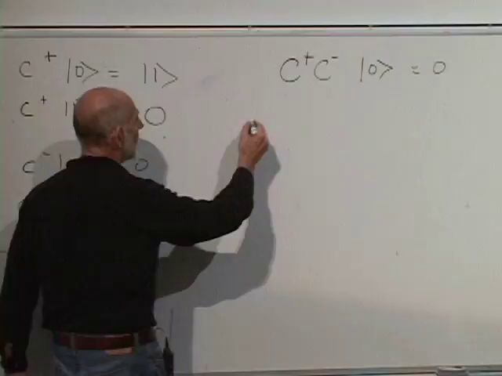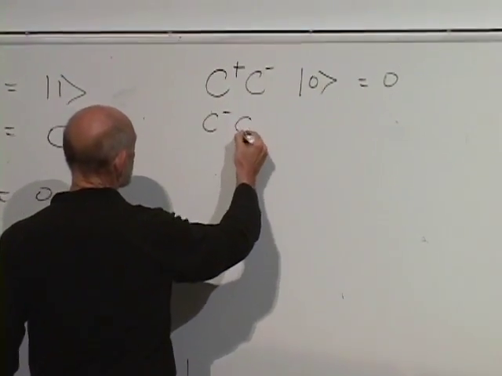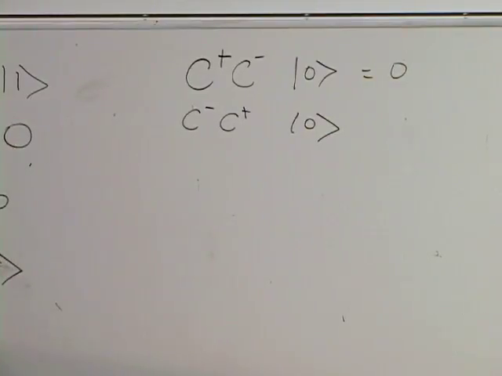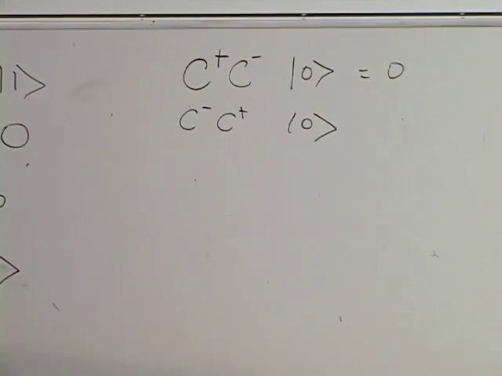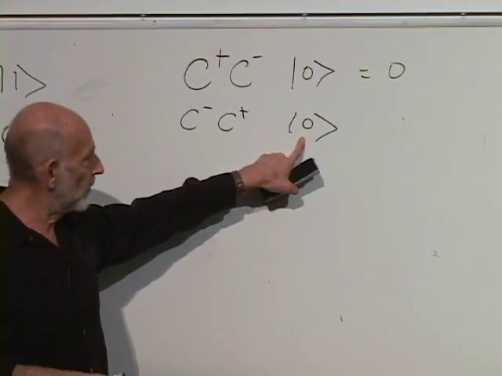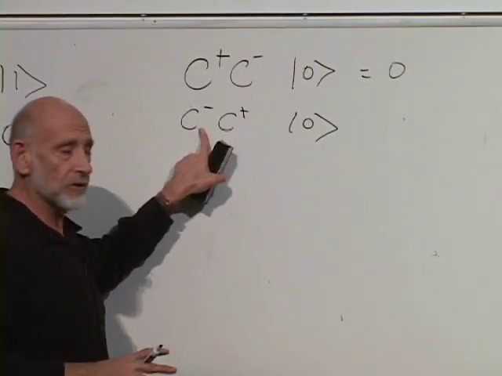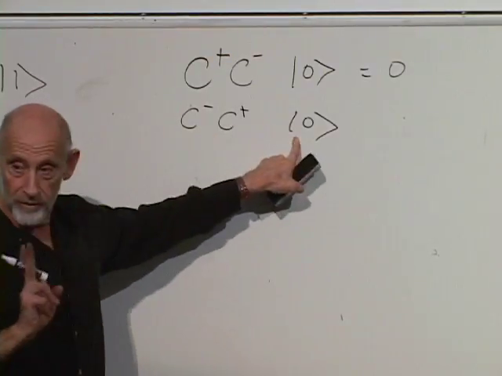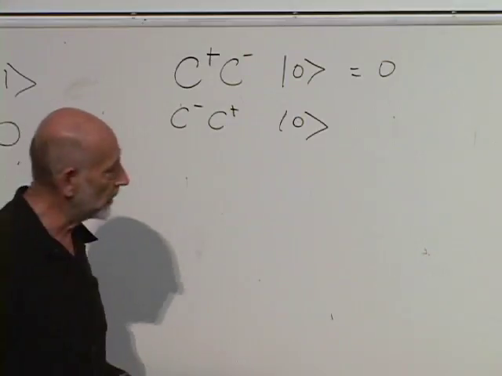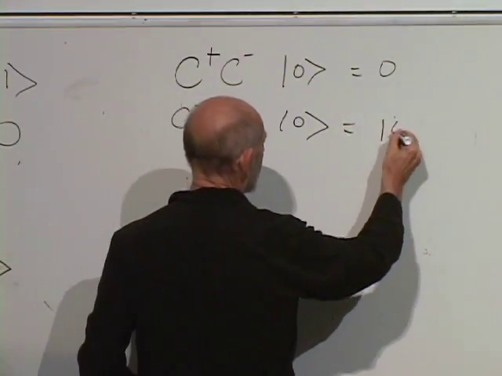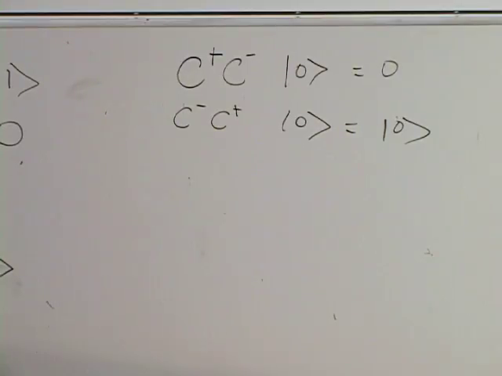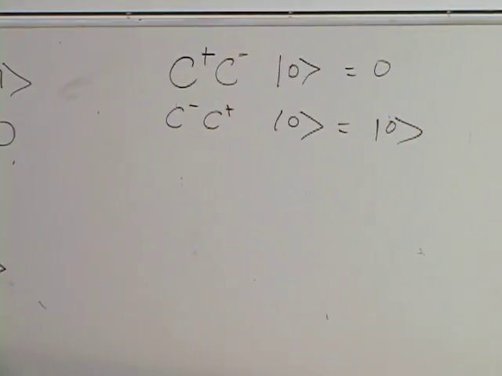What about C minus times C plus on 0? What does that give? C plus, when it acts on 0, gives what? One. And then C minus gives 0 again. Let's call this 0 as opposed to the zero vector. So this gives back this state. In other words, it gives back exactly the same state.